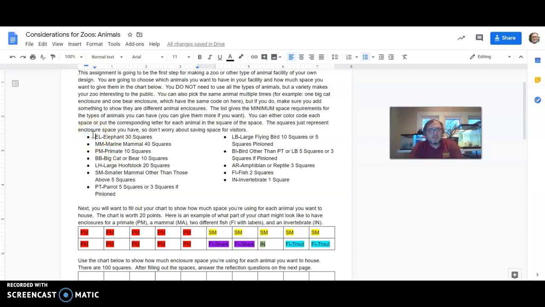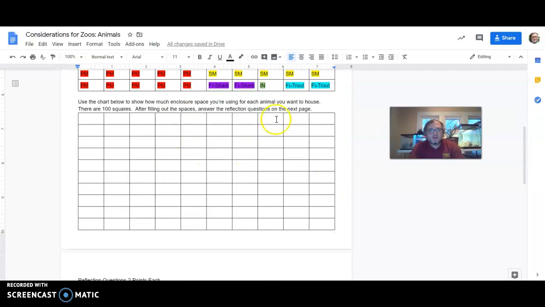in that presentation. So this is going to be an assignment where it's the first step in you making a zoo or other type of animal facility of your own design. So think about which animals out of the ones that I presented you want to have in your facility. You're going to choose which animals you want to have and how much space you want to give them in the chart below. So again, here is our chart.